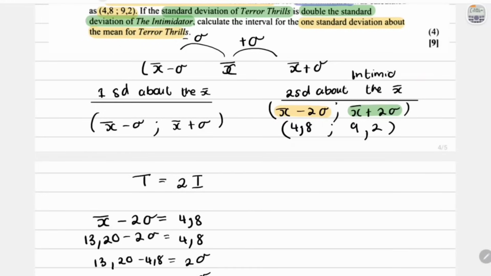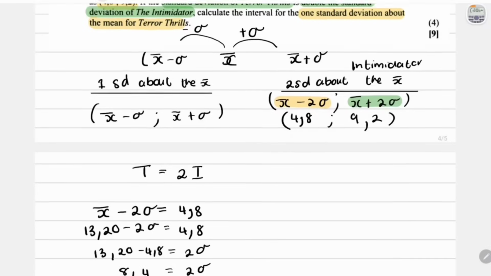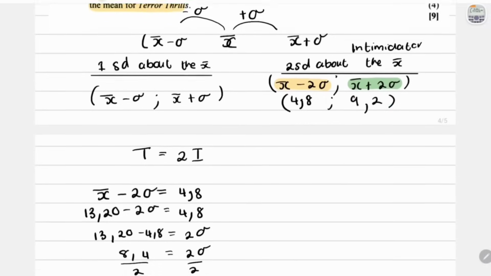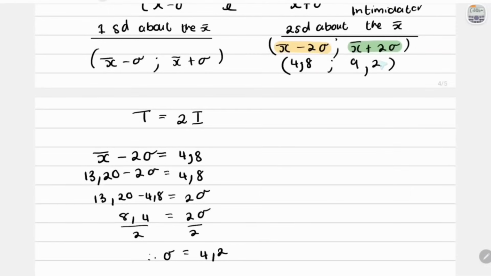Okay, intimidator, they told us that. Now, I can't just use one of it. I have to ensure that this is actually true. Since we have both the intervals, we have both values, okay? So I'm going to also do the same thing for here. If this is really the standard deviation, it should also work out here as well.